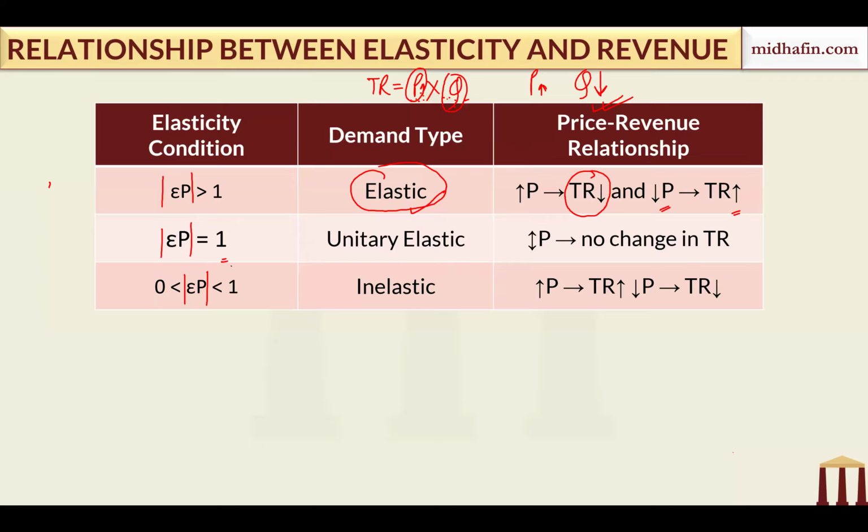For the second case, unitary elastic. In the case of unitary elasticity, we know that the percentage change in quantity demanded exactly offsets the percentage change in price. Because if my E is equal to 1, it means delta percentage Q divided by delta percentage P is equal to 1. Which means that they both are equal, right?